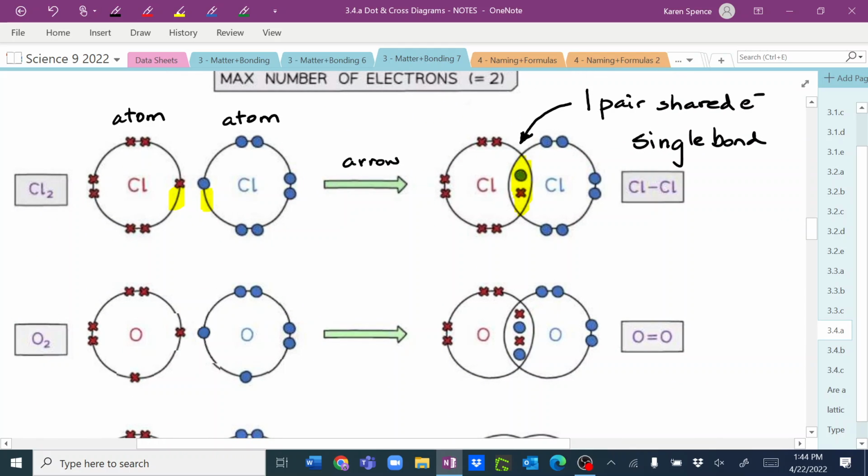And then if you want a bit more of a challenge, you could try something that has a double bond, because you can see oxygen has two little gaps and it has two little gaps. And so you would need to actually share all four of those. So in this case, we would have two pairs of shared electrons, and that is a double bond.